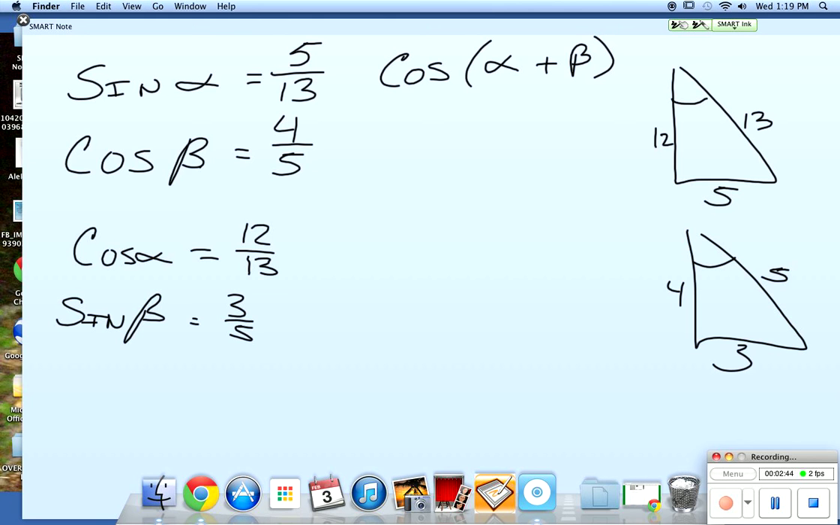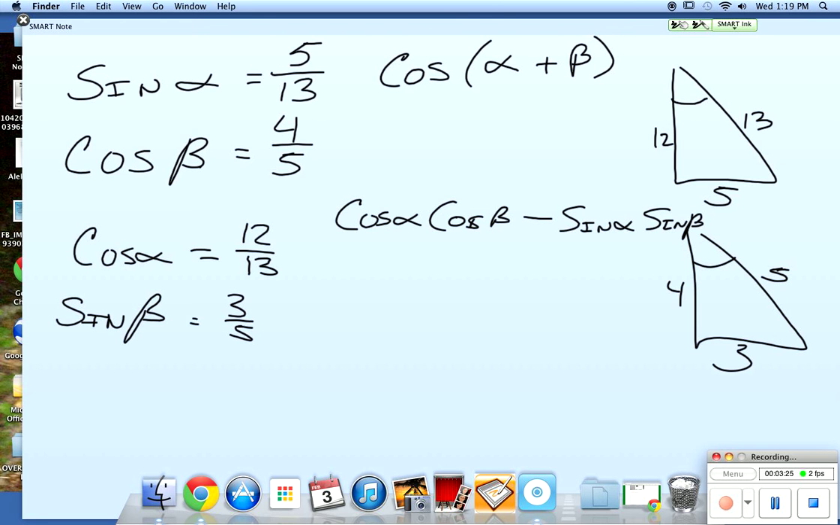So what's the cosine of alpha plus beta? It's cosine alpha cosine beta minus sine of alpha sine of beta. Okay? So now we just wrote out the equation for this one.